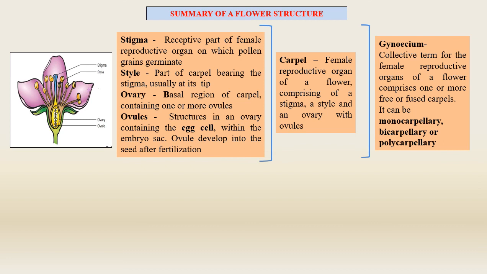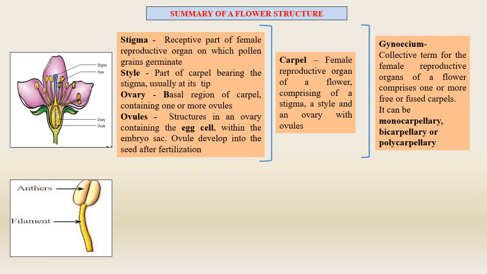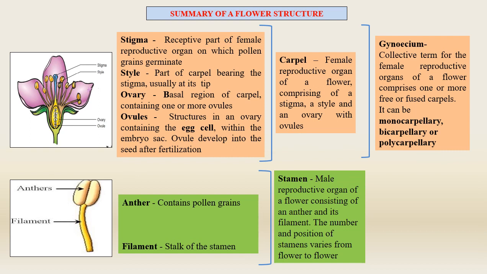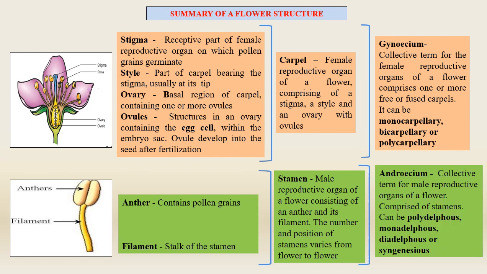Let's see the male reproductive organs of the flower. Anther contains pollen grains. Filament, the stalk of the stamen. Stamen, the male reproductive organ of a flower consisting of an anther and its filament. The number and position of stamens varies from flower to flower. Androecium, collective term for the male reproductive organs of a flower, comprised of stamens. It can be polyadelphous, monadelphous, diadelphous, or syngenesious.